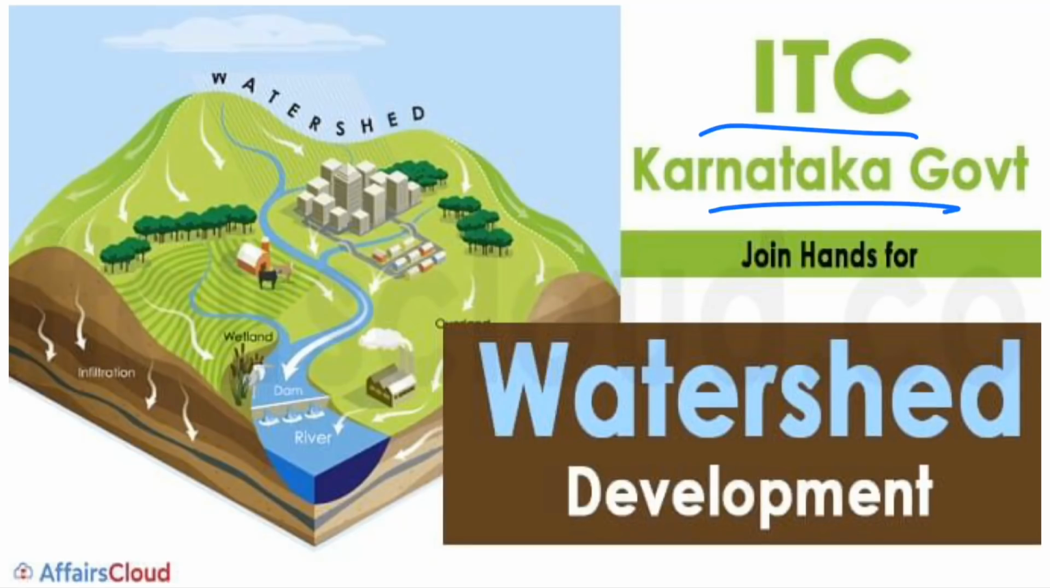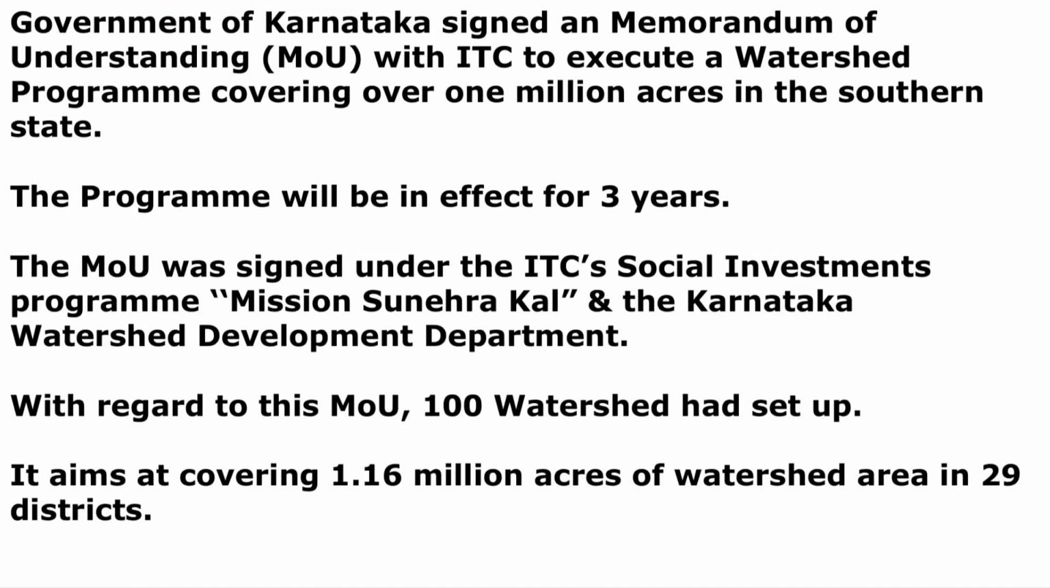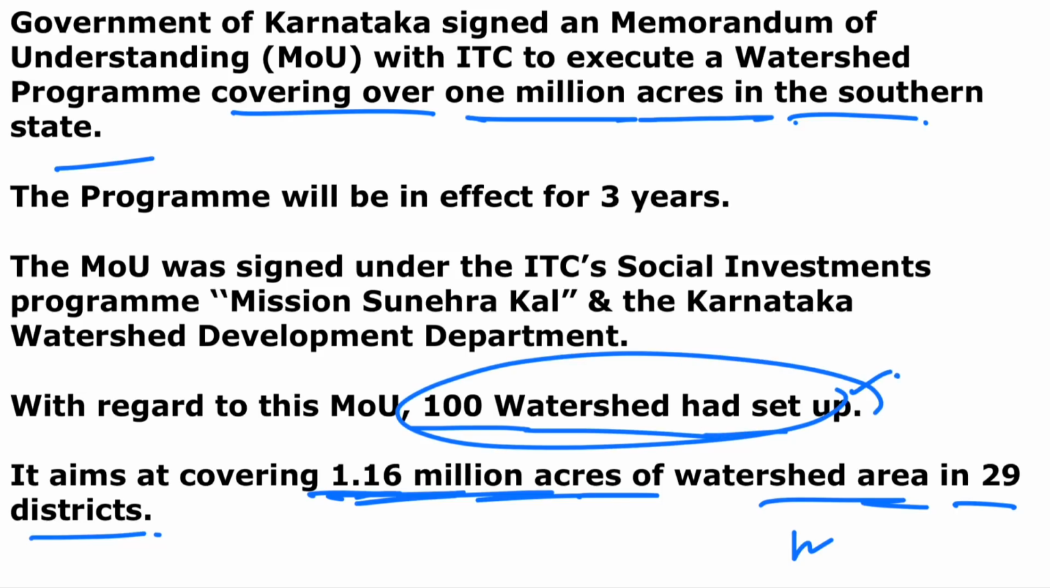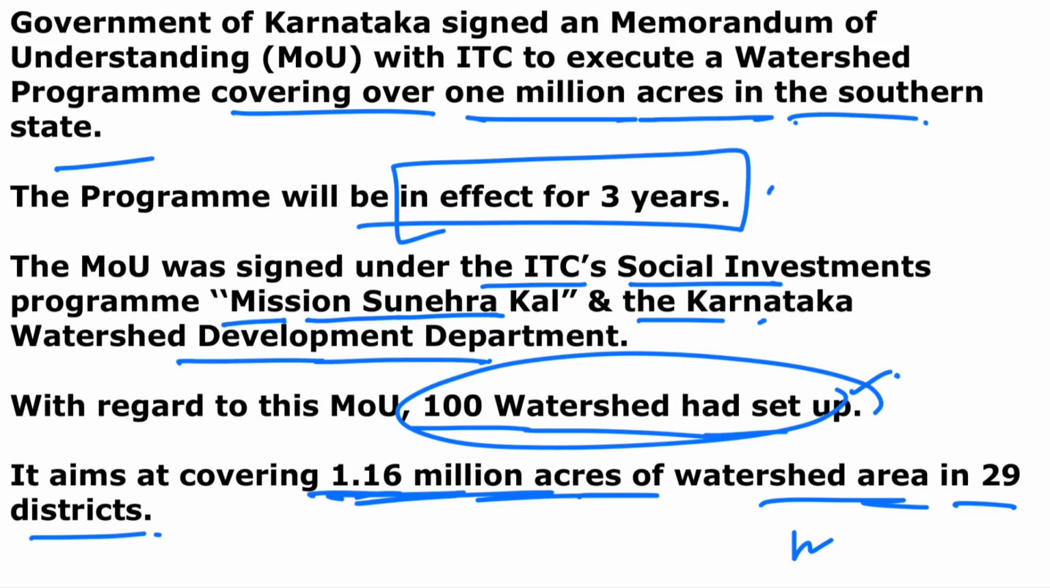So you can see here, ITC and the Karnataka government join hands for watershed development. Very simple question. It is to cover over 1 million acres in the southern state, especially 1.16 million acres of watershed area in 29 districts of Karnataka. With regard to this MOU, 100 watersheds have to be set up so that maximum irrigation can be provided. The MOU was signed under the ITC social investment program, known as Mission Sunehra, and the Karnataka Watershed Development Department, and the program will be in effect for 3 years.